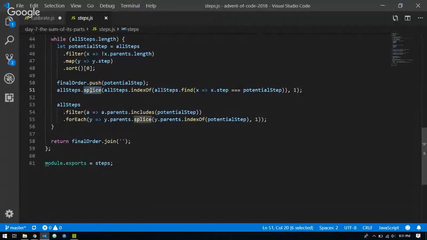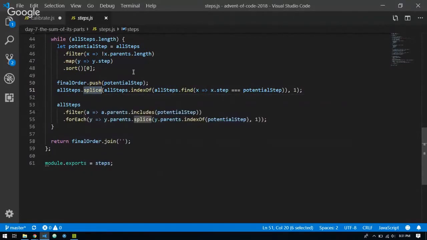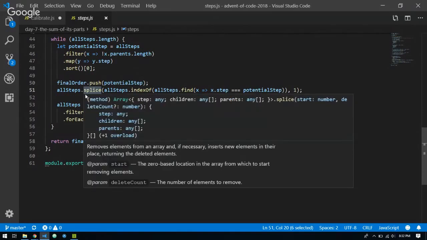So splice, you need to tell it where you are about to pluck that piece out. So figured that out right there. Splice that out. So you take the potential step that I'm confident should go into my final order. I take that step and I take it out. So that's what I'm doing.